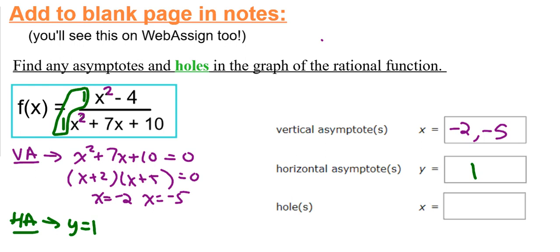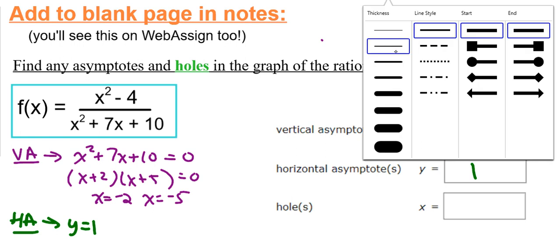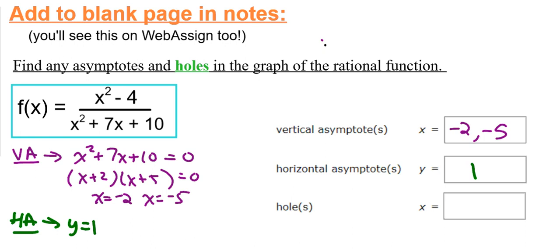All right, here's a new thing, holes. What the heck are they talking about, holes? All right, I flew through the vertical and the horizontal asymptotes, but let's slow down talking about holes. Let's go ahead and simplify this. Let's simplify the numerator. By simplifying, I mean let's factor the numerator. So that's the difference of 2 squares, right?